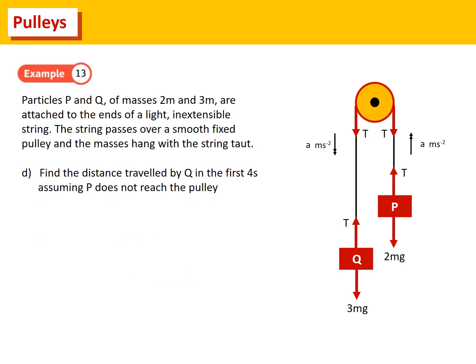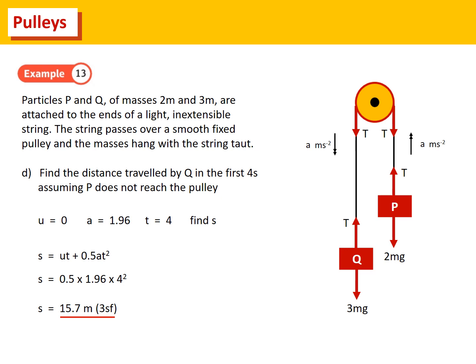Find the distance travelled by Q in the first 4 seconds, assuming P does not reach the pulley. So this is a situation whereby this system is acting under an acceleration that is not 9.8. It's under a restriction, and in actual fact we've calculated the acceleration of Q to be 1.96. So initially it starts from rest, so u was 0. The acceleration is not 9.8, it's 1.96. We calculated that. The time is 4 seconds, and we want to find that distance. Using one of the suvat equations, as you can see there, substituting our values in, and we get 15.7 meters to 3 significant figures.